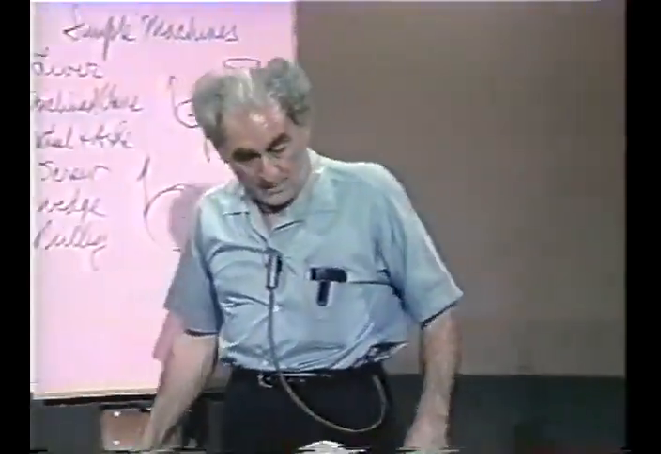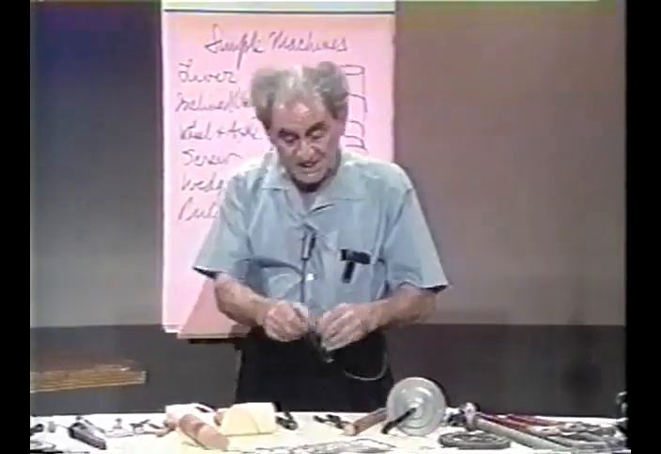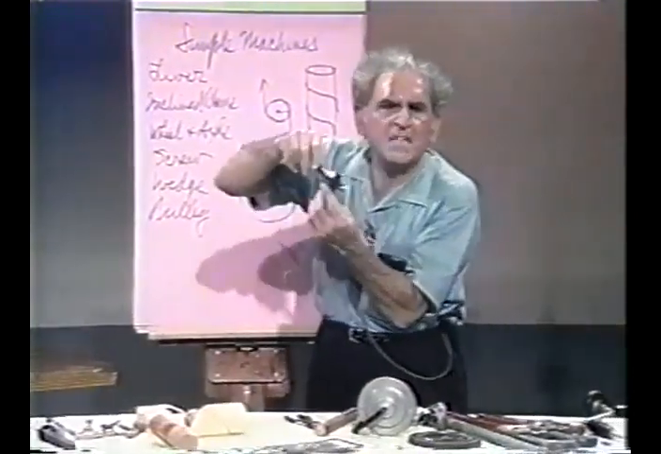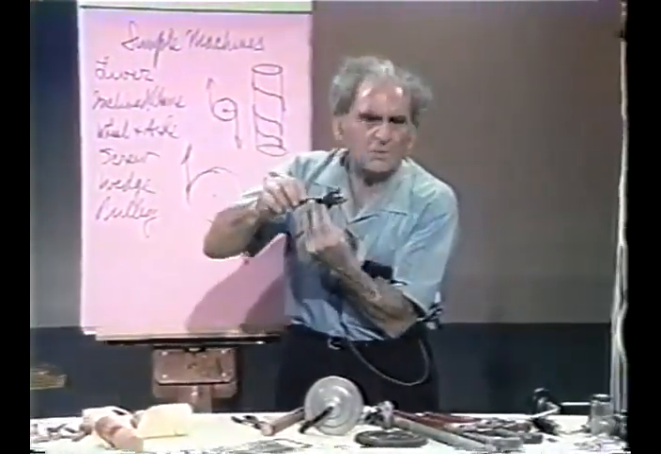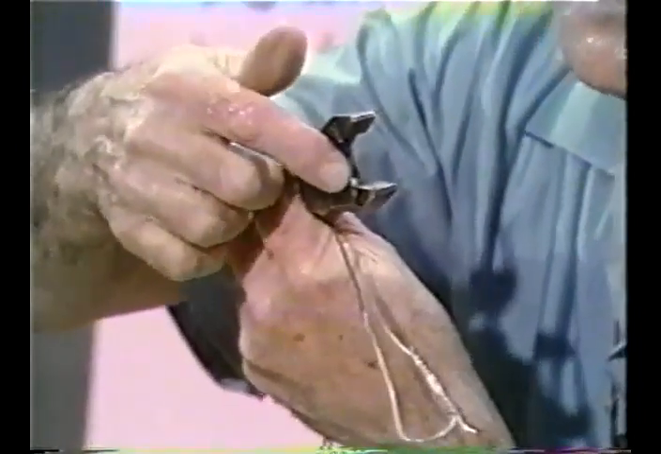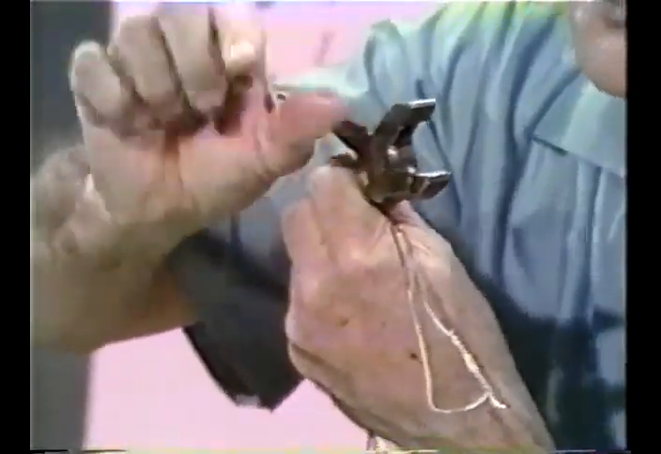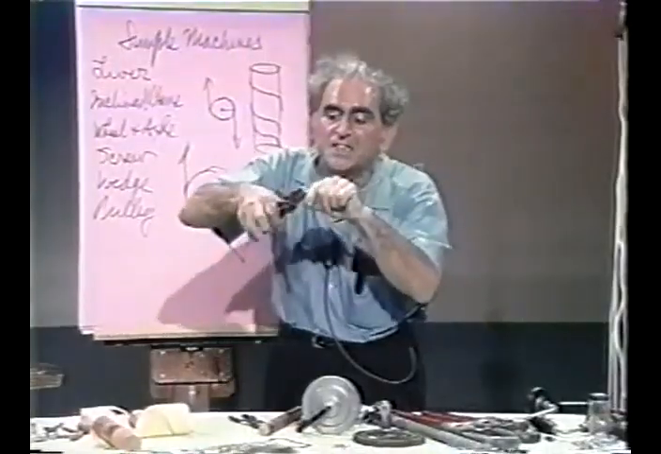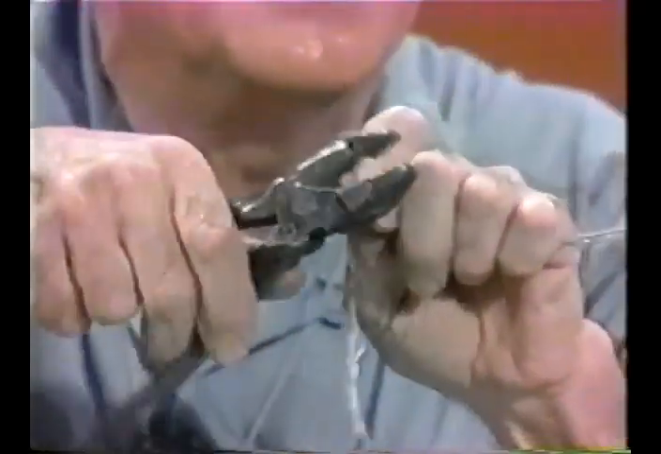Where am I now? Oh, let us take some ordinary cutting pliers. What is a cutting plier? Well, we say it in the plural, pliers, wire cutters. First, it's a lever. Secondly, it's an inclined plane because the cutting jaws are inclined for sharpness. And ever so effortlessly, I cut a wire.